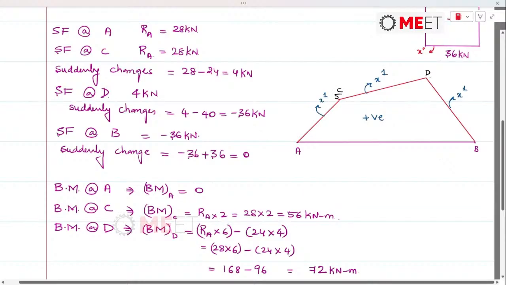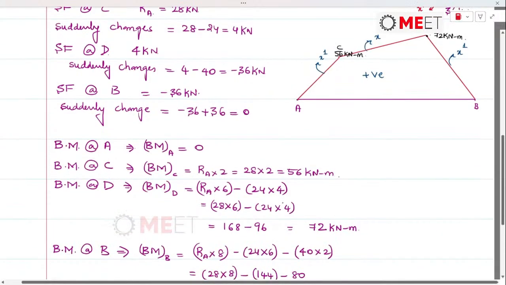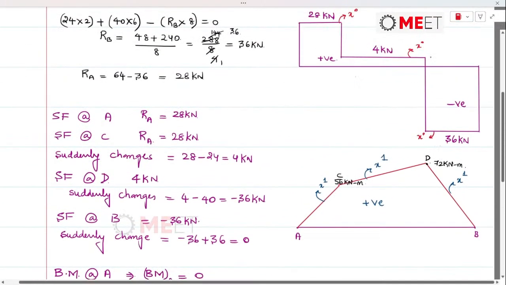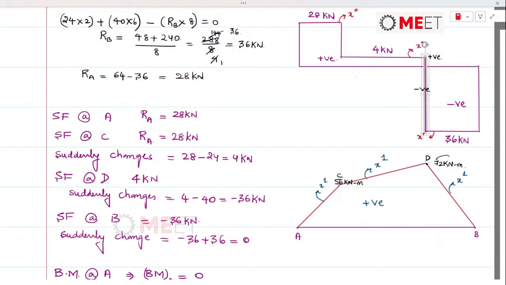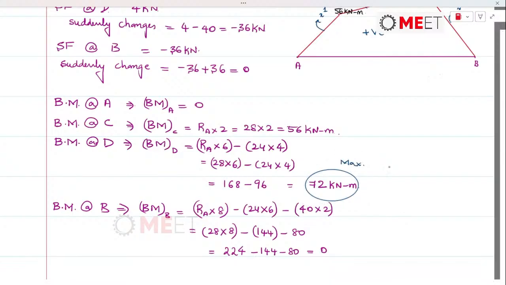So this was 56 kilonewton meter at C, and this has been computed as 72 kilonewton meter. So out of here we find that there is a sign transition from positive to negative at this location D, and that is when you are getting the maximum value. This is the maximum value of the bending moment. So wherever the shear force changes the sign, that will give us the maximum value of bending moment. Just remember that.